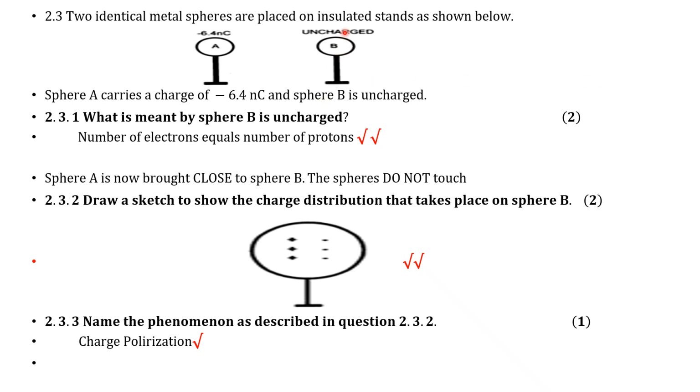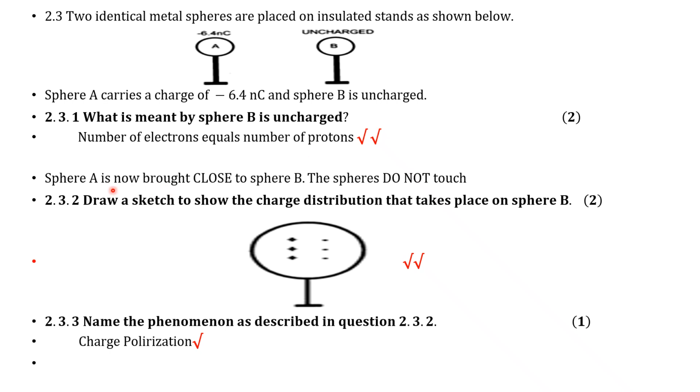So for something to be uncharged, we first need to understand that the amount of electrons and protons I have are equal, right? Therefore, it can't have a positive or negative charge. So there, number of electrons equal number of protons, 2 marks.